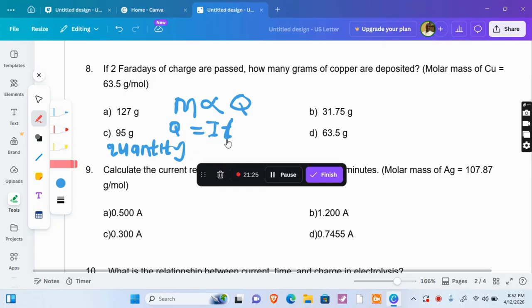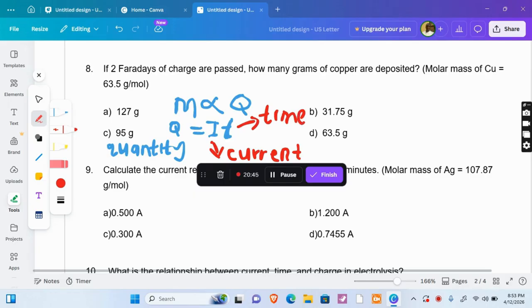The I is the amount of current that is passed through the electrolyte, measured in amperes. Current is measured in amperes. And T stands for time, the amount of time that the current passes through the electrolyte.